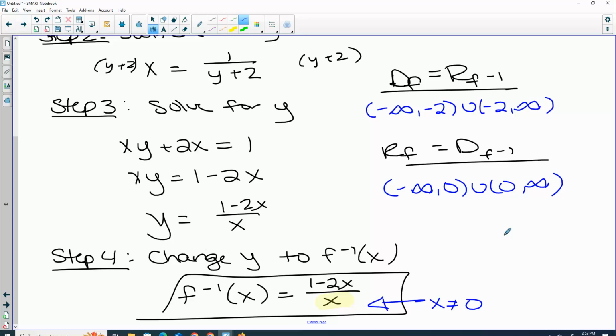Yes? Can you check mine? Sure. Oh, that's a good question. Yes. What you did is, yes, you might have had this written differently if instead of distributing your x, you divided it. So if you had 1 over x minus 2, that is also equivalent.